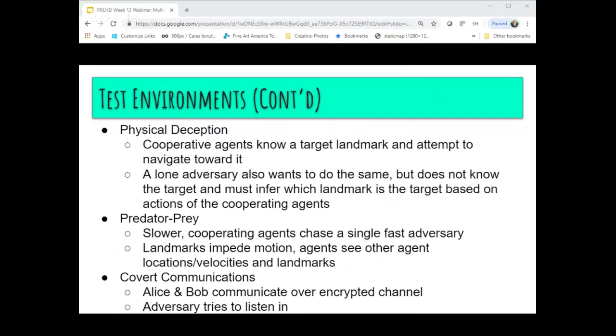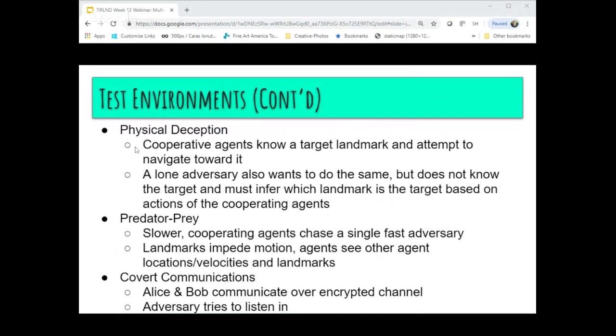Since the adversary can move quicker, he has an advantage, but there's only one of him, so the cooperating agents can work together to pin him down and have one or more of the cooperating agents cover the fast agent, and that gives them a point in the competition. That's a very traditional environment. You see that not just in deep reinforcement learning, but in a lot of different environments for a lot of different methods of trying to solve that particular problem.